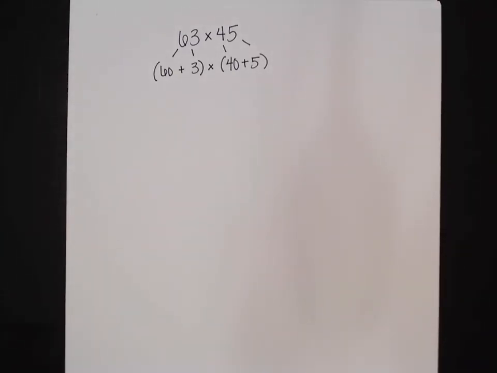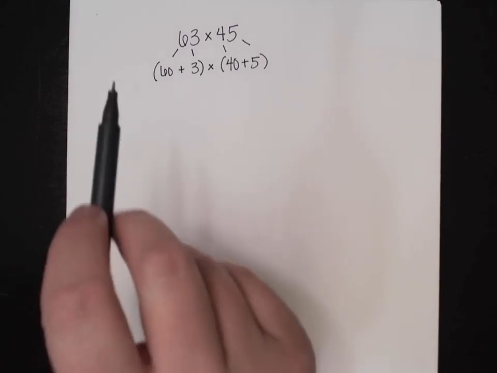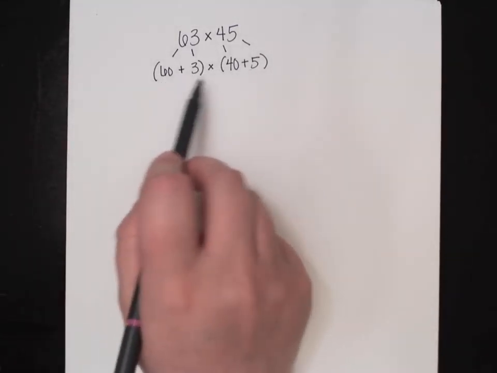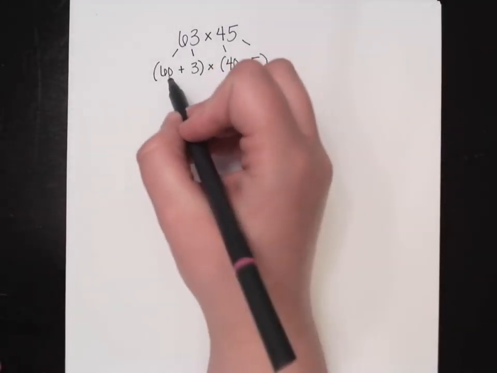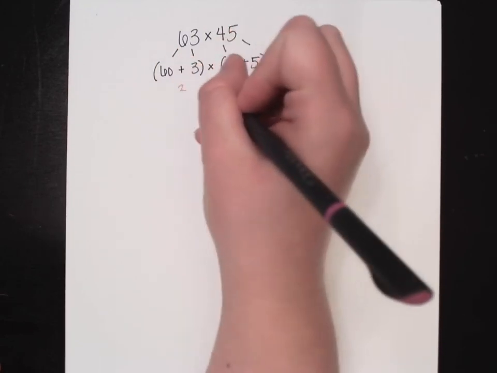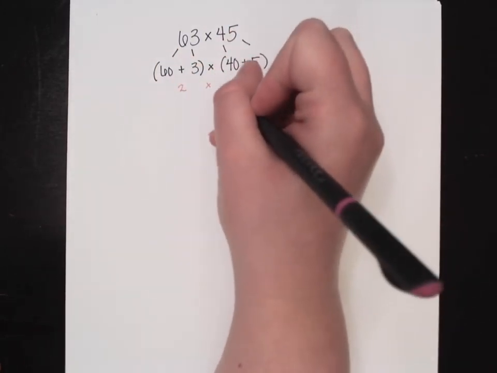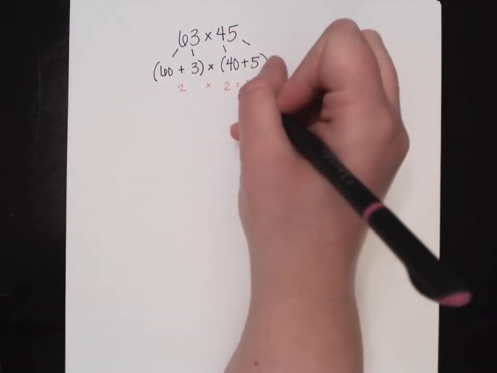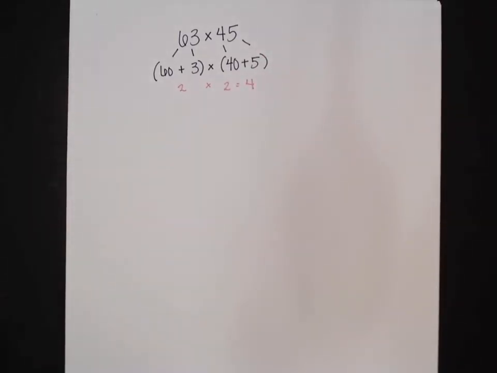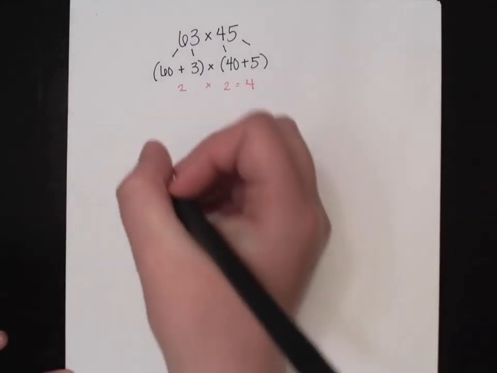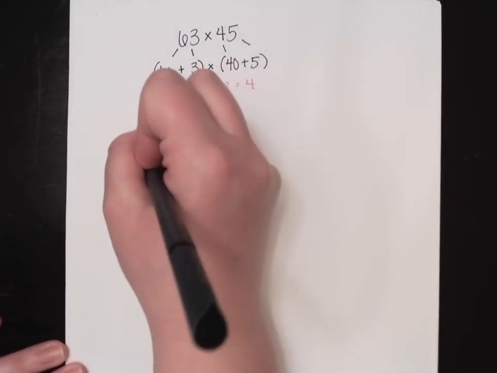Now to figure out how many boxes I need, I count how many numbers I have inside of each of the sets of parentheses. So 1, 2 times 1, 2. 2 times 2 equals 4. So that means I need 4 boxes to solve this problem using the area model. So I'm going to go ahead and draw my boxes. Remember, draw them big enough so you can write in them.